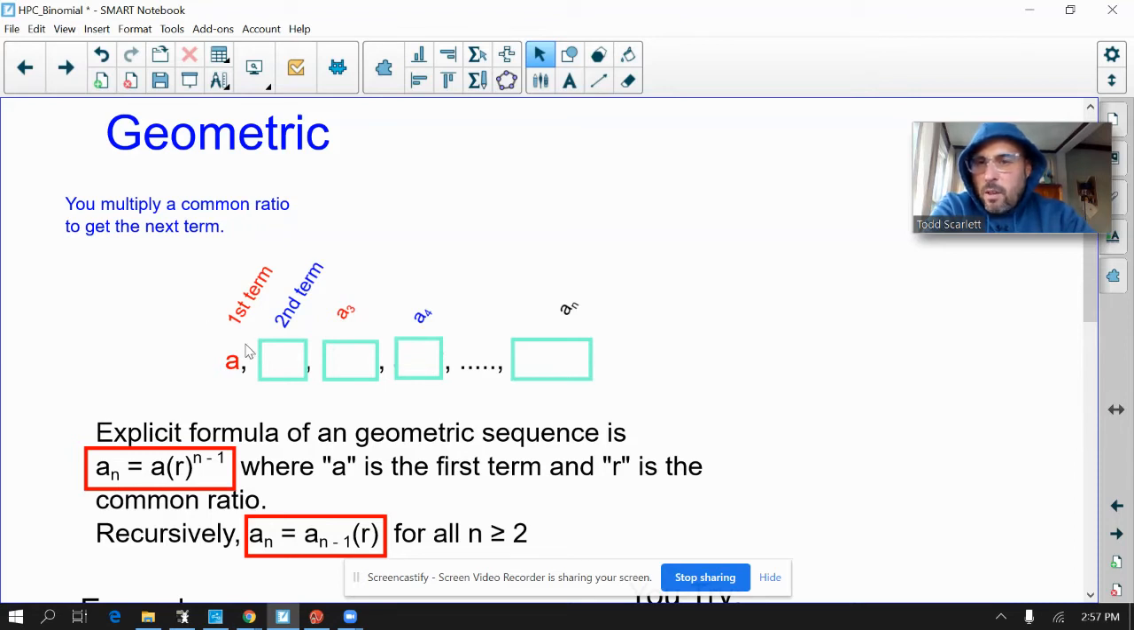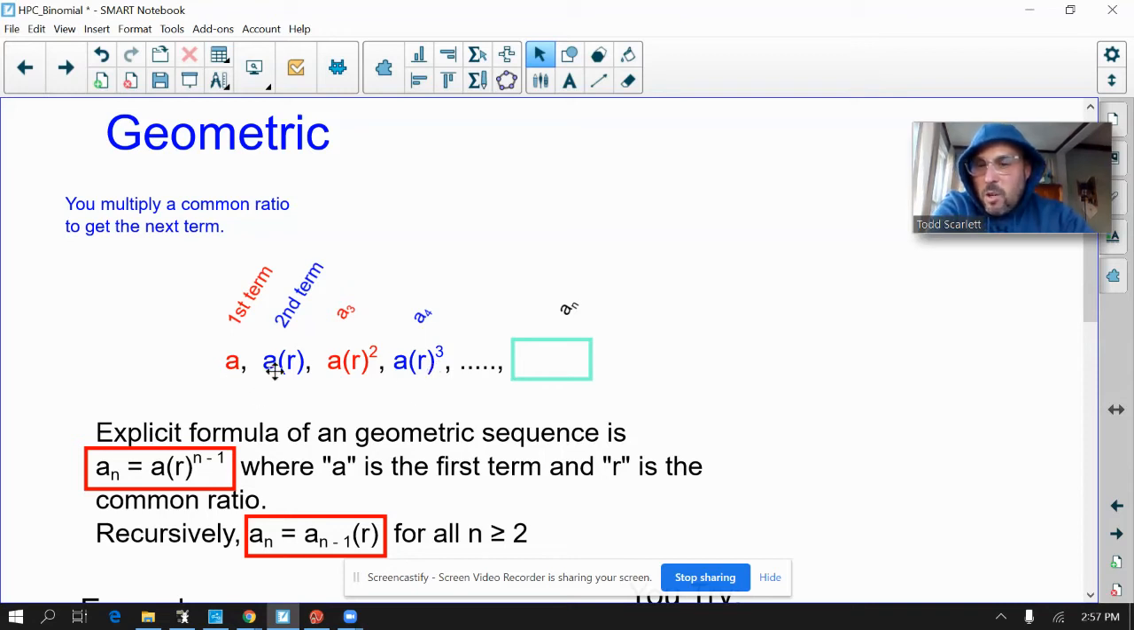And just like before, let's investigate. The first term is always a. Now, how do I get the second term? In a geometric sequence, you multiply by r. How do I get the third term? You multiply the previous one by r. So that's a times r times r, which is a r squared. And a similar pattern is emerging.